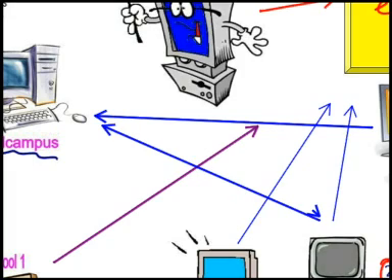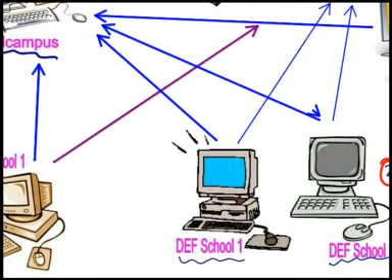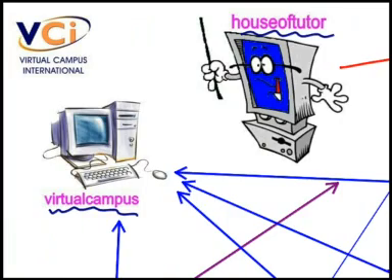So each one of them will have to log in to Skype and do a request to share details, so that we have all of them on our system. And then when DEF School 2 logs in as 2 DEF, what will then happen is a conference call would be started at the virtual campus computer.